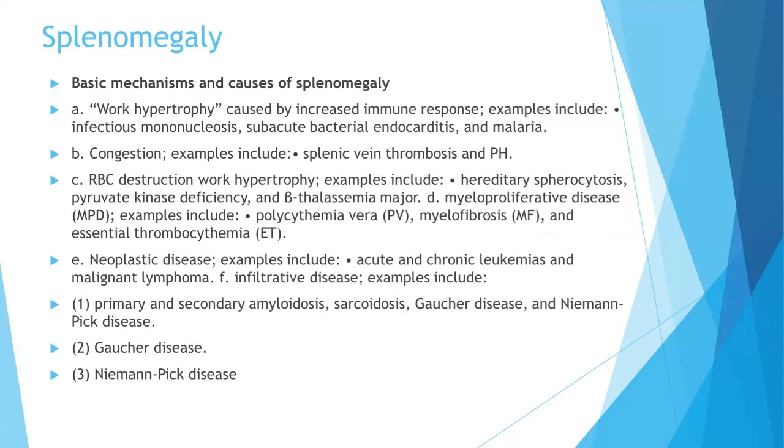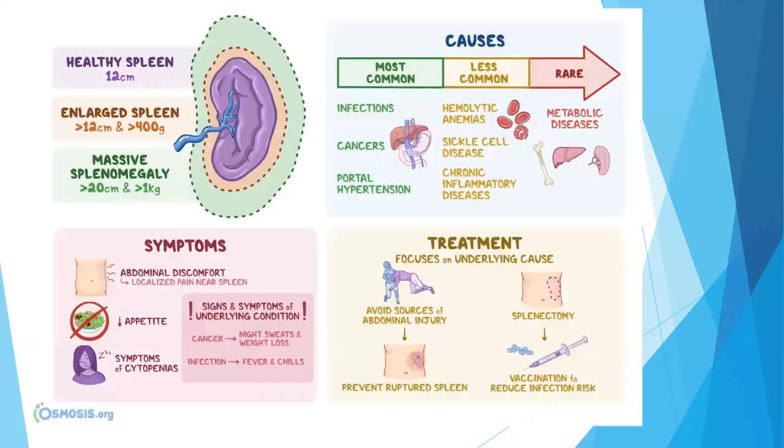It may be due to RBC destruction, which may be due to hereditary spherocytosis, pyruvate kinase deficiency, and beta thalassemia major. The myeloproliferative disease may also be the cause, which may include polycythemia vera, myelofibrosis like in our patient, and essential thrombocythemia. The neoplastic disease may be due to acute and chronic leukemias and malignant lymphoma, or some infiltrative disease like primary and secondary amyloidosis, sarcoidosis, Gaucher disease, and Niemann-Pick disease.